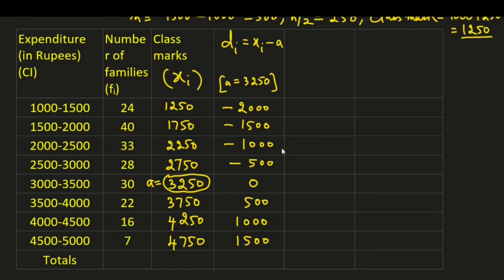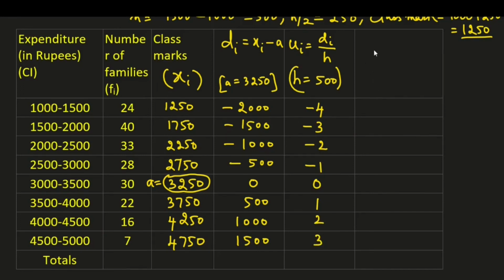Let us write step deviations. Step deviation ui is equal to di by h. Here let us take h value as 500, because the di values here are multiples of 500. Now let us find ui values. Minus 2000 by 500 is minus 4. Here it is minus 3, minus 2, minus 1, 0, 1, 2, 3.